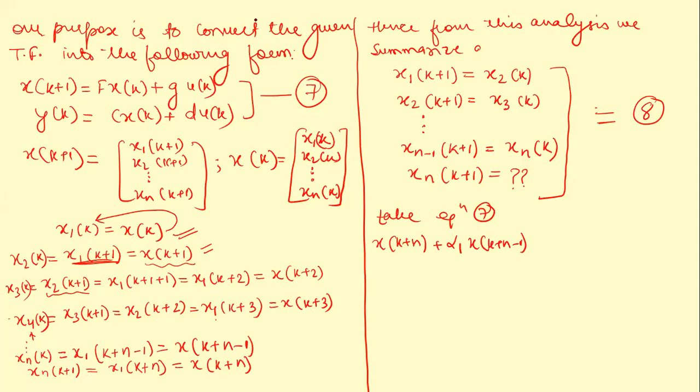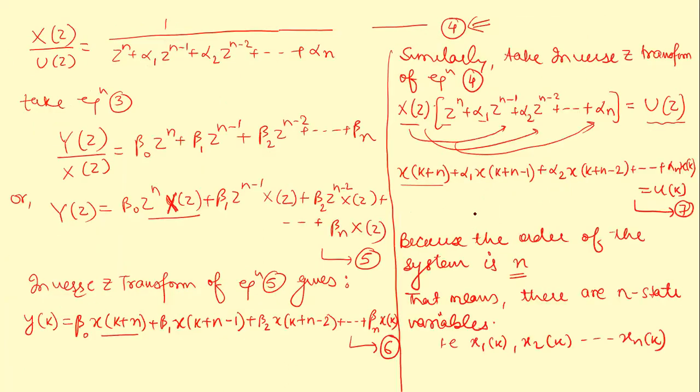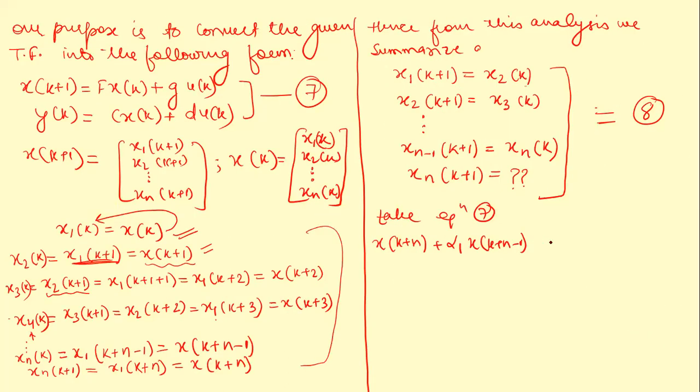So, the summary of this analysis is given here. So here if you see x2, then x1, 3, then 2, 4, then 3, and then n minus 1. So x1(k+1) is equal to x2(k), x2(k+1) is equal to x3(k), and in this way we have this. So if we take equation number 7, we have all these elements here, so we'll write it like this.